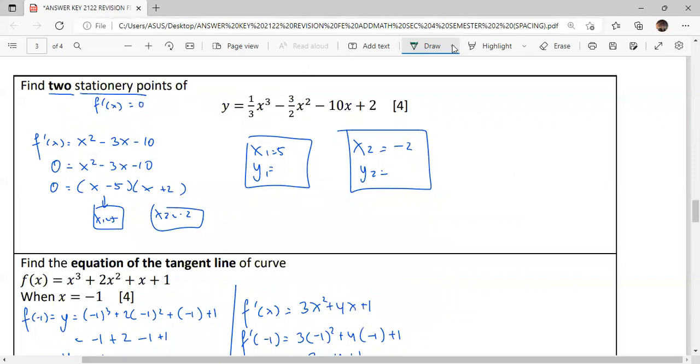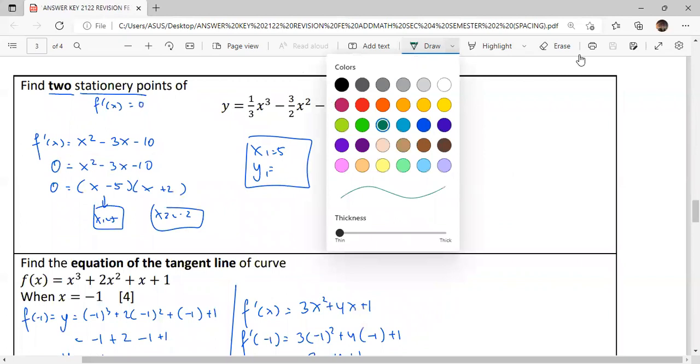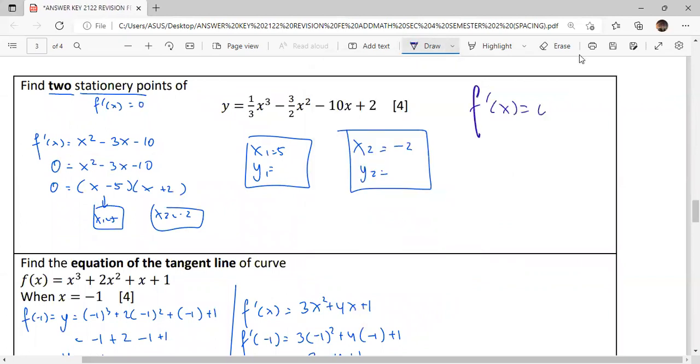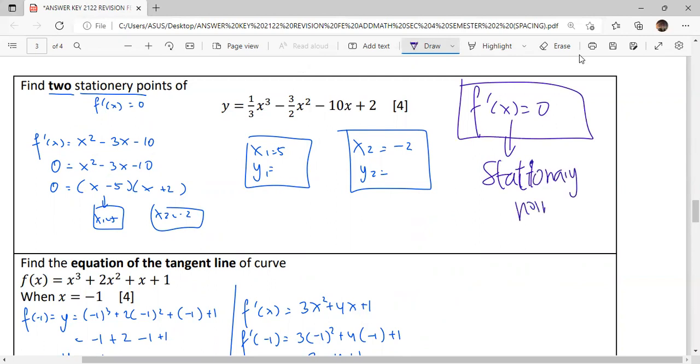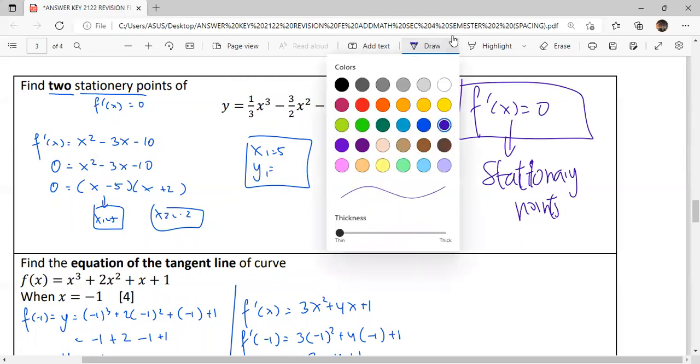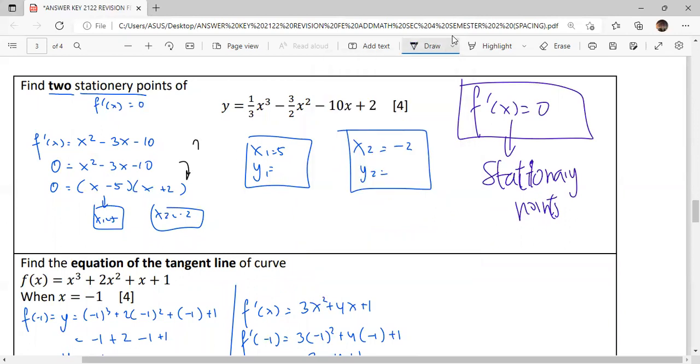Next question. Find the two stationary points. What are stationary points? Stationary points are where f'(x) equals 0. These are the stationary points, well, turning points. So f'(x) equals 0. You just multiply this out, it becomes 3x squared minus 3x minus 10, and then you can solve it by factorization. You can factorize the number.